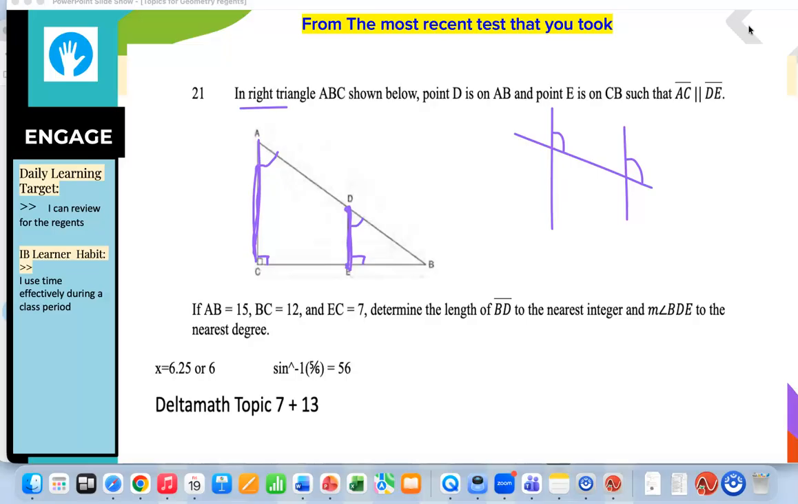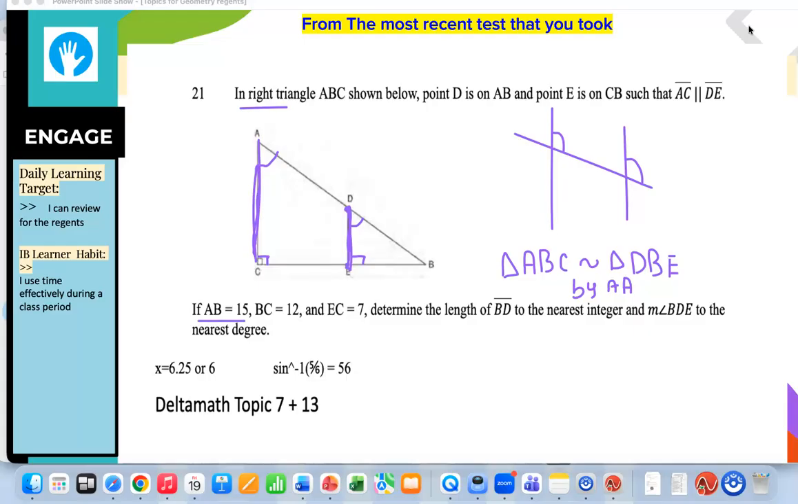So as a result of this being true, we can say triangle ABC is similar to triangle DBE by angle. If you weren't able to make that conclusion, it's okay, but that's the hidden content in this question that would allow you to do what we're about to do.